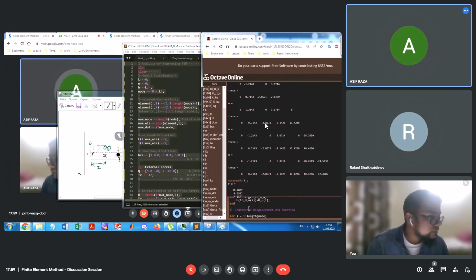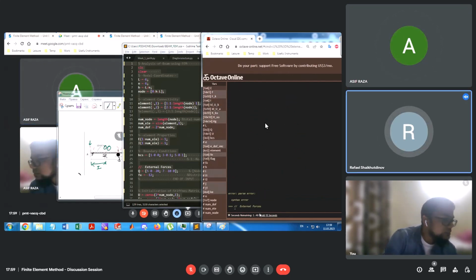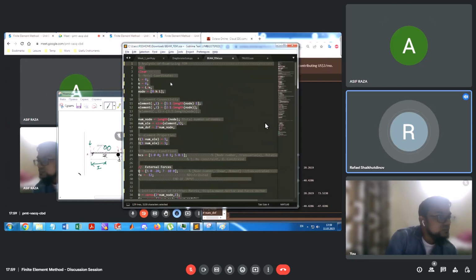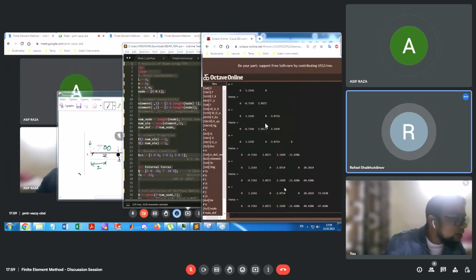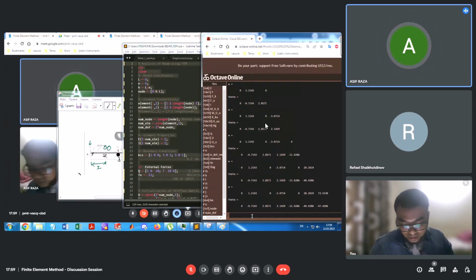You just change their sign to minus. We can compare what the solution is. Sorry, there's a clear and clean here. Oh shit, clear. Okay, it restarted everything. No problem. We can still see the answer there.